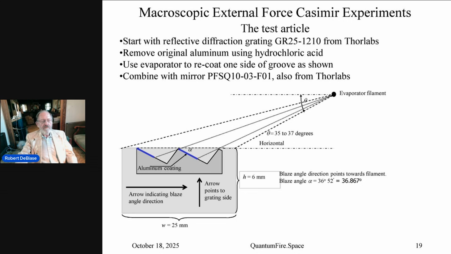So in order to go to the macroscopic level, we have to have a test article. And we start with a grating that I got from Thor Labs. And the original aluminum is removed using hydrochloric acid. An evaporator is used to recoat one side of the groove as shown. And so you see an evaporator filament, and that's producing aluminum atoms that move in a straight line. And so they coat one side of the groove. And that's combined with a mirror also from Thor Labs.